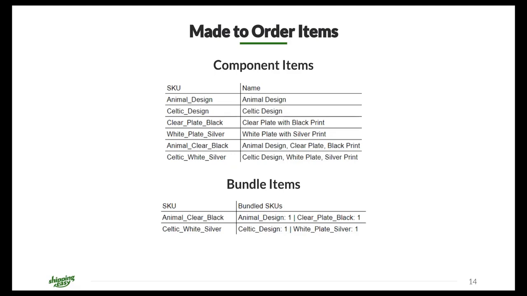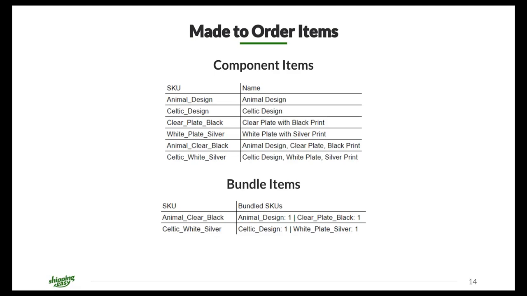Next, we have made-to-order items. So your made-to-order items are going to be things that are not already put together, but that you can put together. So in this case, I'm going to have plates with specific colored print and then designs that go with them. So what this would help do is it would help track the designs that are selling as well as the component items that are selling. So it can help me forecast what the most popular designs are.